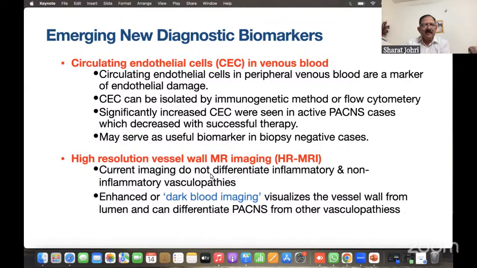High resolution vessel wall MRI I have talked about, showed an image, and we can do an enhanced or a dark blood imaging which visualizes the vessel wall from the lumen and can differentiate primary CNS vasculitis from other vasculopathies by its patchy nature.